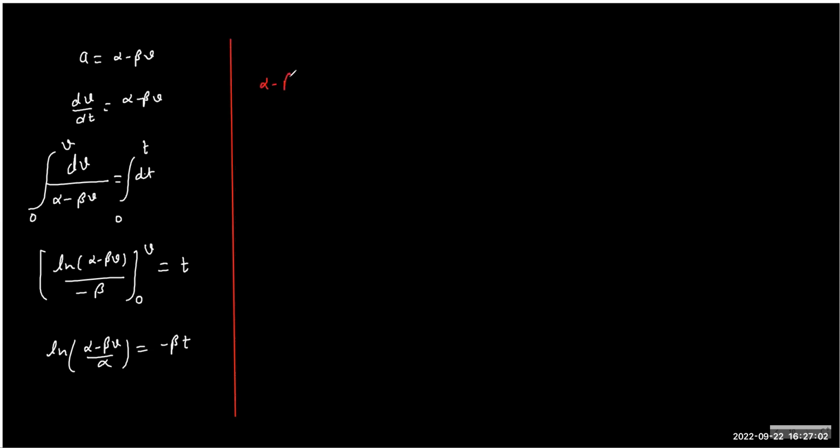So (alpha minus beta v) by alpha is e power minus beta t. Understood? Yes, sir. And actually, this is like a drag force. This is the constant force. So alpha is trying to give you the acceleration, but beta v is trying to drag it. So it is trying to slow down.